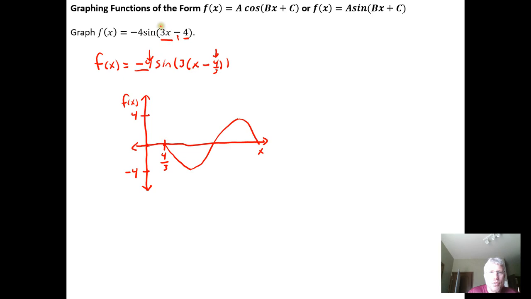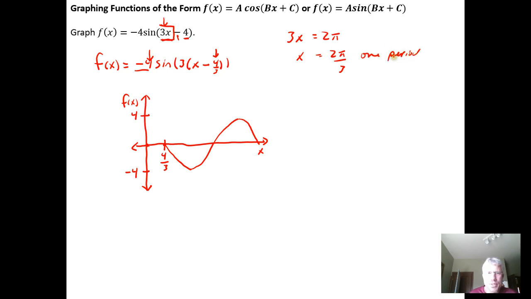So to do that, we just look at the 3 times x. This 3 is changing the period. Usually the period is 2 pi, but multiplying x by 3 makes everything happen 3 times faster. So we say, when does the 3x equal 2 pi, which is 1 full revolution around the unit circle? And then divide by 3. We get 2 pi over 3 is 1 period.